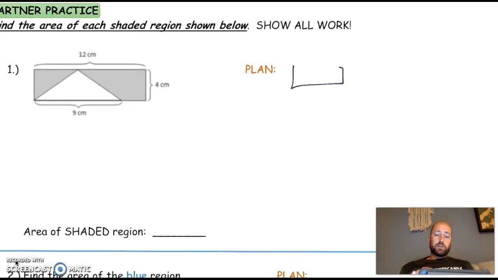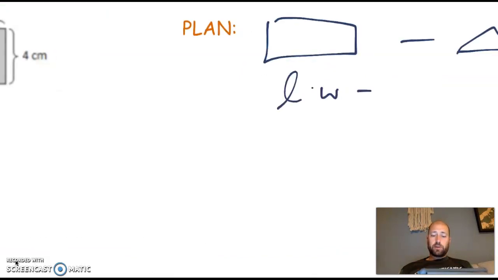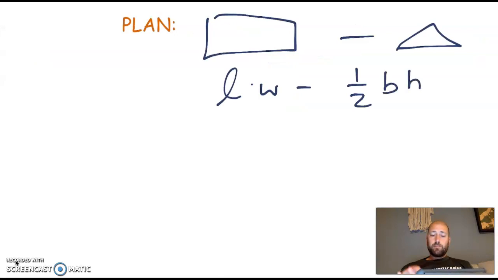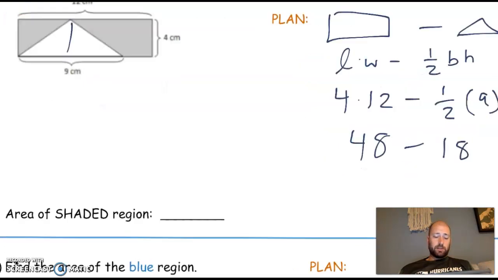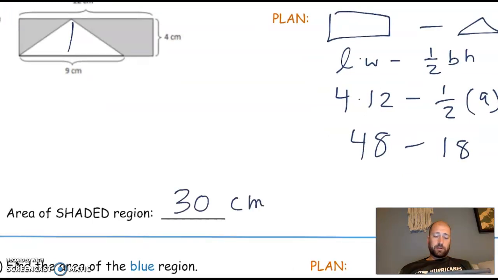So this first one I see here is a rectangle minus, take away that chunk on the bottom that is in the shape of a triangle. So rectangle is length times width. Triangle is 1/2 base times height. So the length and width is 4 times 12, which is 48. The base of the triangle is 9, and the height is the same as the height of the rectangle, 4. So this is 1/2 of 9 times 4. Well, 9 times 4 is 36. Half of that is 18. 48 minus 18. That is 30. And again, centimeters squared, since we're dealing with area.